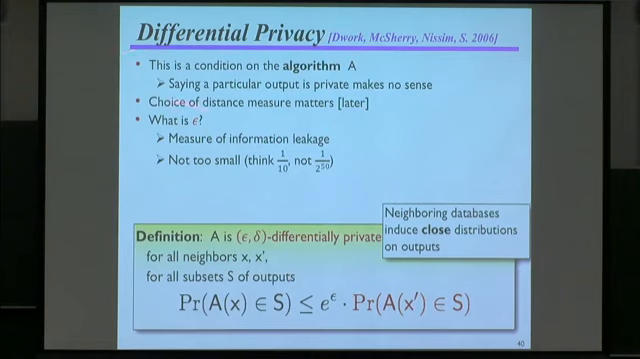And then a final thing, what is this epsilon? Well, it's some kind of measure of information leakage. And think of it as maybe not too small. So maybe 1 in 10 or 1 in 100, but not 1 in 2 to the 50 or something like that you might see in a cryptography talk.